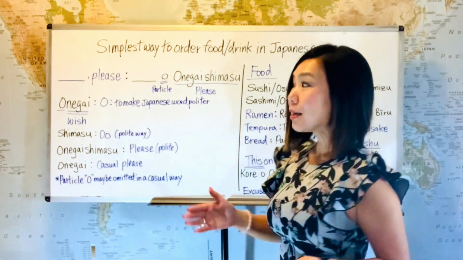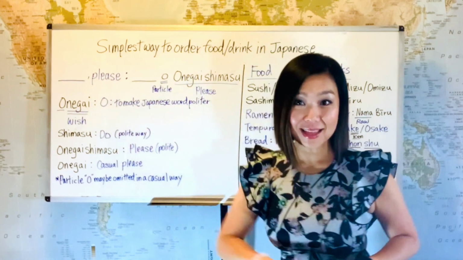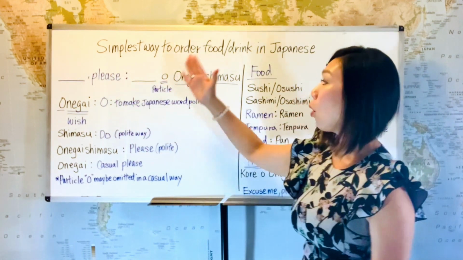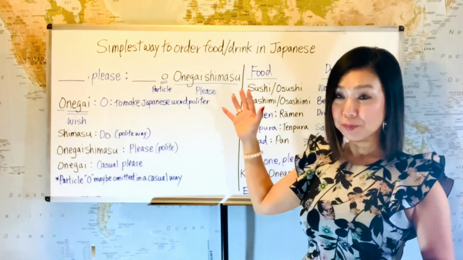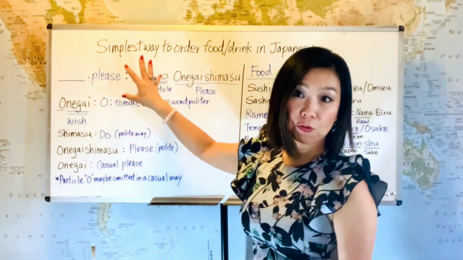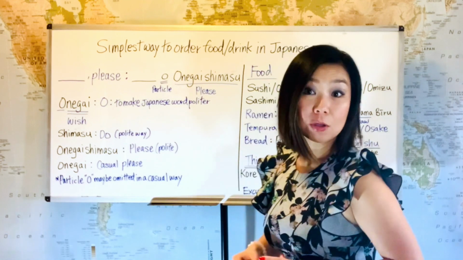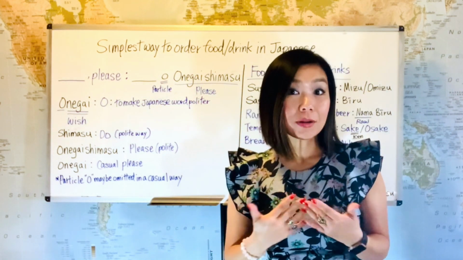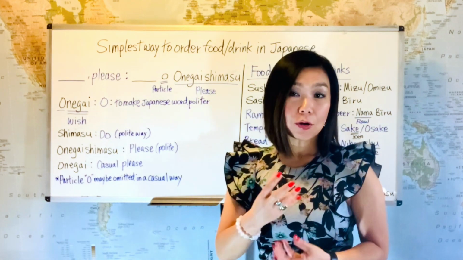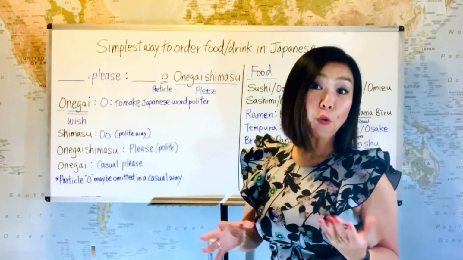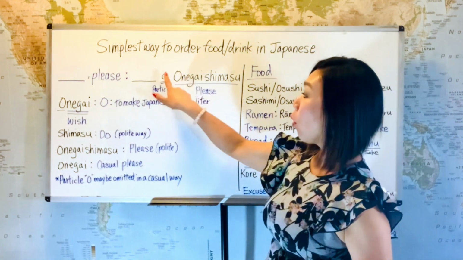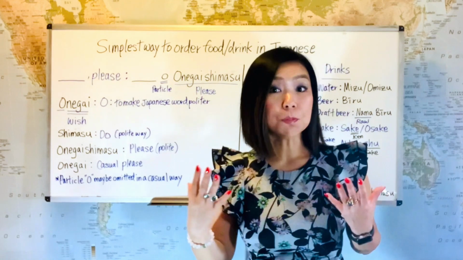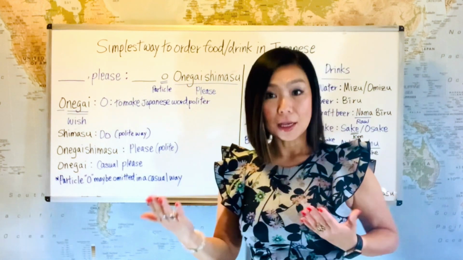So this is kind of like "something please" in English. This is how we say it: something o onegai shimasu. Something is of course the object, the things that you want to order. And o is a particle. I call it a bridge word. The particle is like in or at or for, that kind of word. So o, and then you say onegai shimasu. It means please, or you can translate it as please.